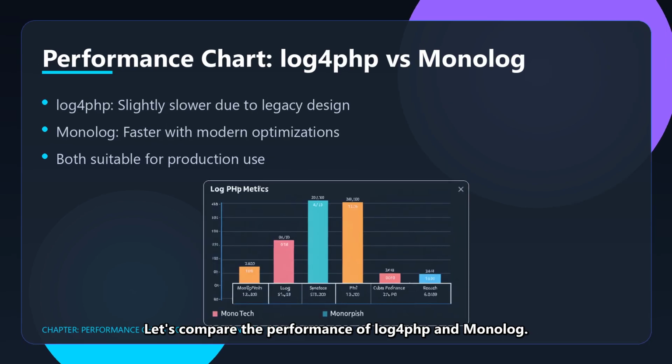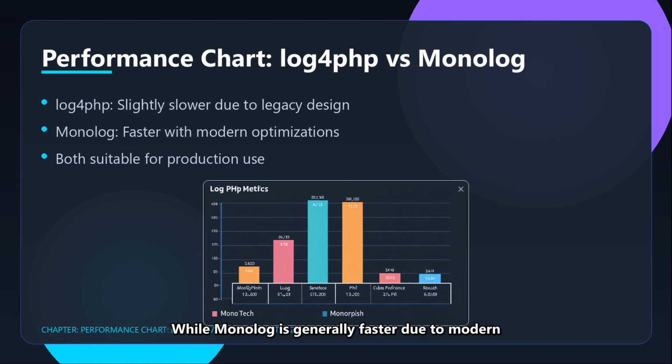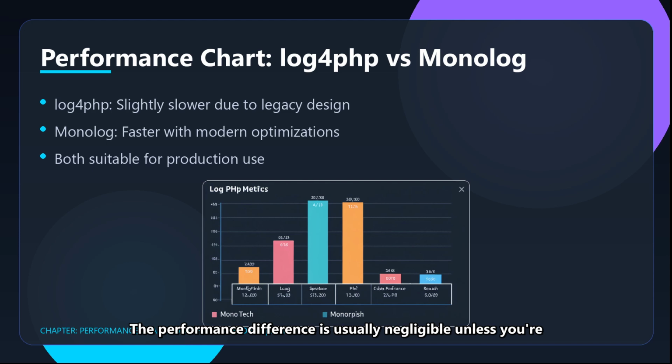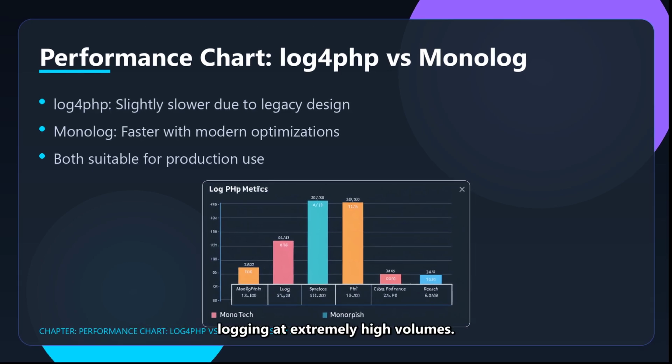Let's compare the performance of log4php and Monolog. While Monolog is generally faster due to modern optimizations, log4php is still suitable for production use. The performance difference is usually negligible unless you're logging at extremely high volumes.